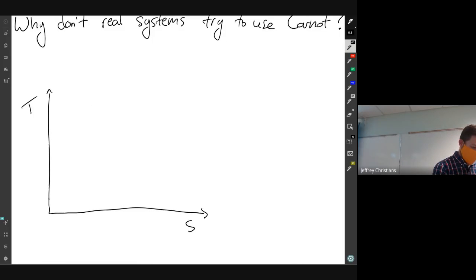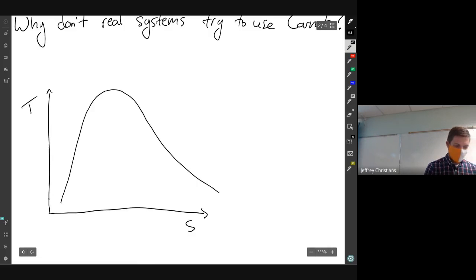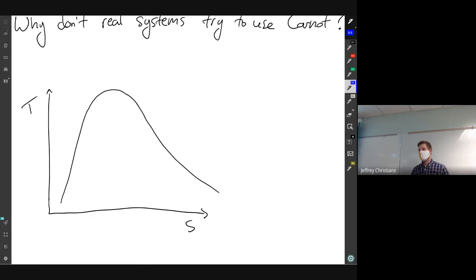So in a Carnot cycle, okay, we have our phase boundary that maybe looks something like this. And what does the Carnot cycle look like on a TS diagram? What shape? A box, right? It's a rectangle. So it's going to look something like this.